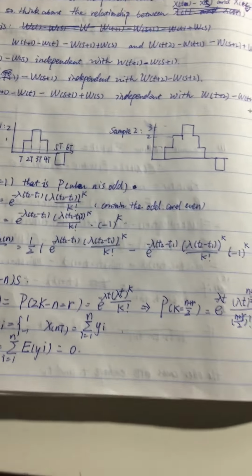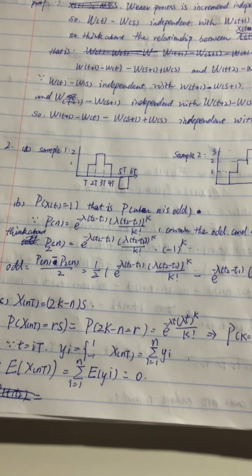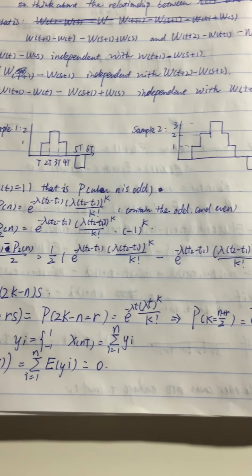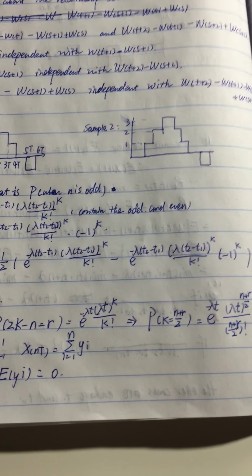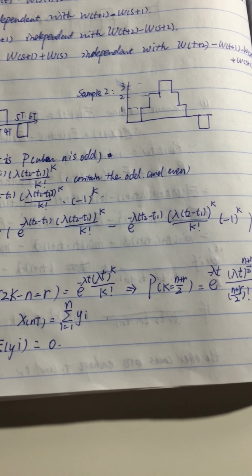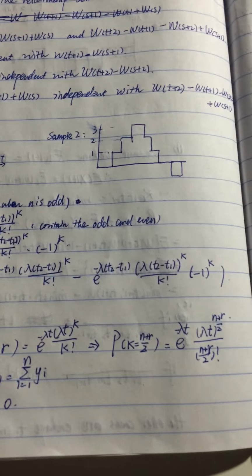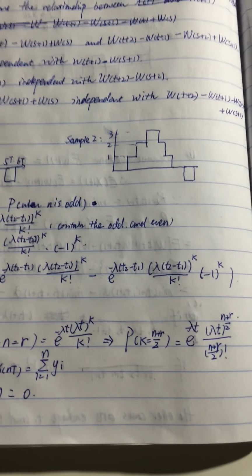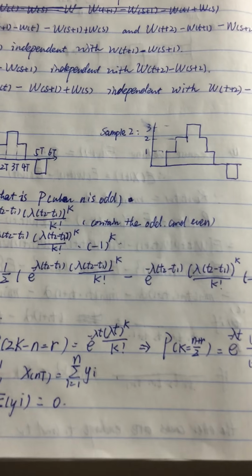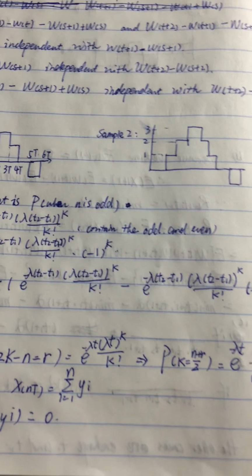Hello everyone. This is a probability question. Homework 9, the second question. It's about the Poisson process, but it's not exactly the Poisson process. And we define a new stochastic process, something like the random walk.